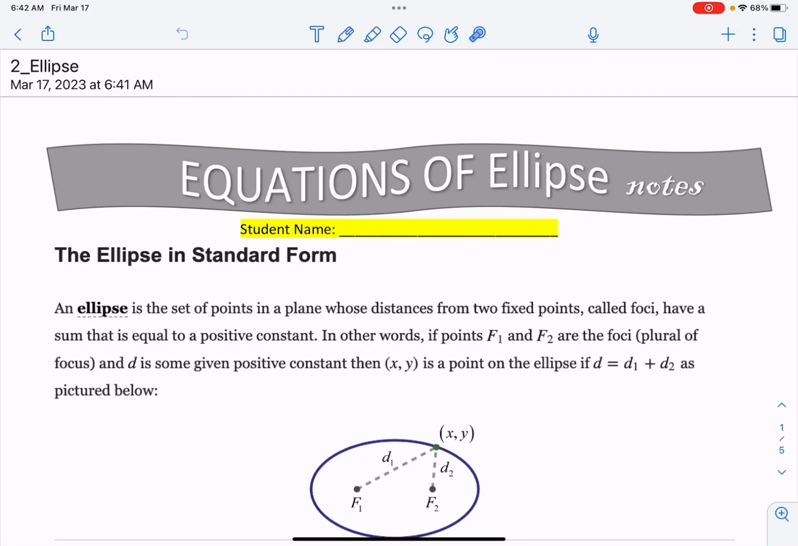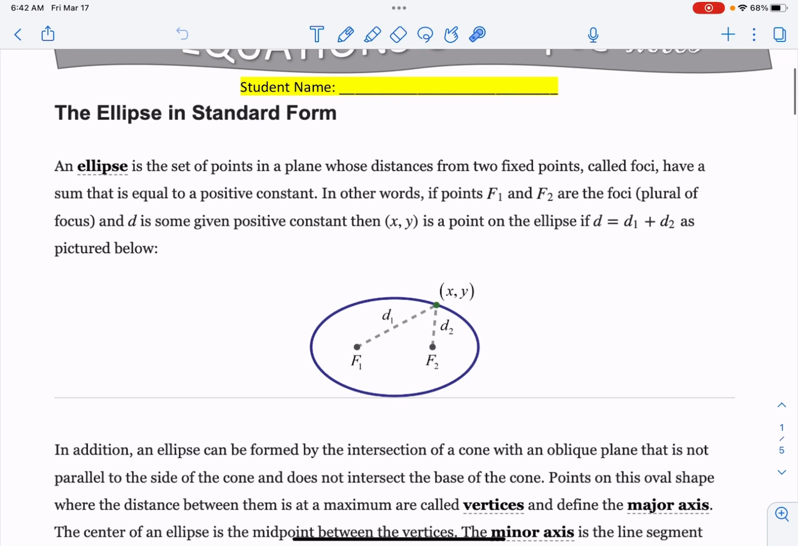Hi gentlemen, so today we're going to look at the equations of an ellipse. So we did the circle, so now we're going to look at an ellipse and the standard form.